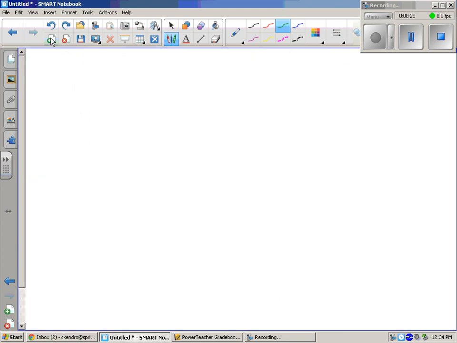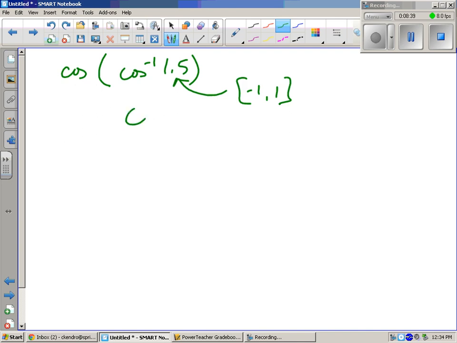Let's look at the next one here. If I have the cosine of the inverse cosine of 1.5, well, is that between -1 and 1? No, it's too big. So we don't have an answer here. Okay, so let me write a little summary here. That last part might have messed you up a little bit.